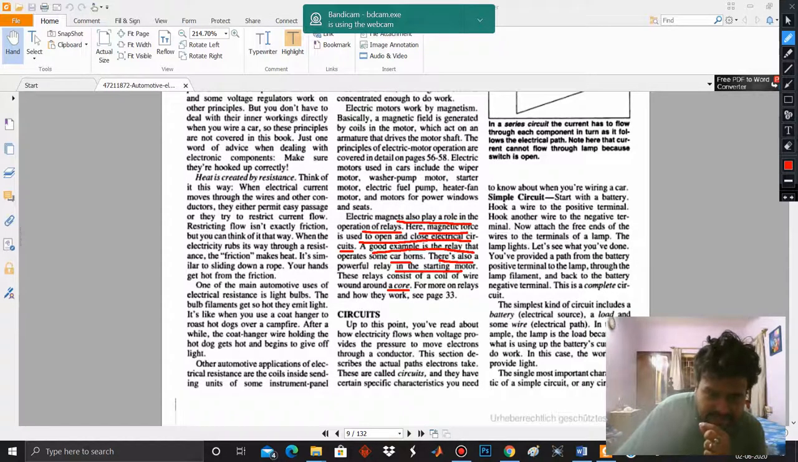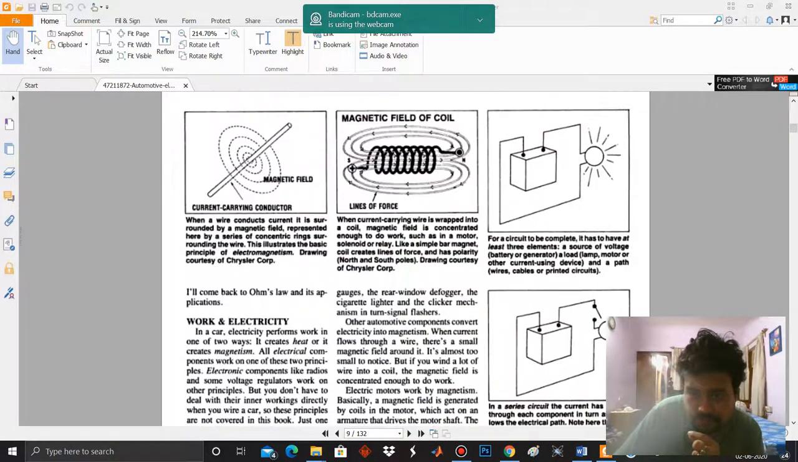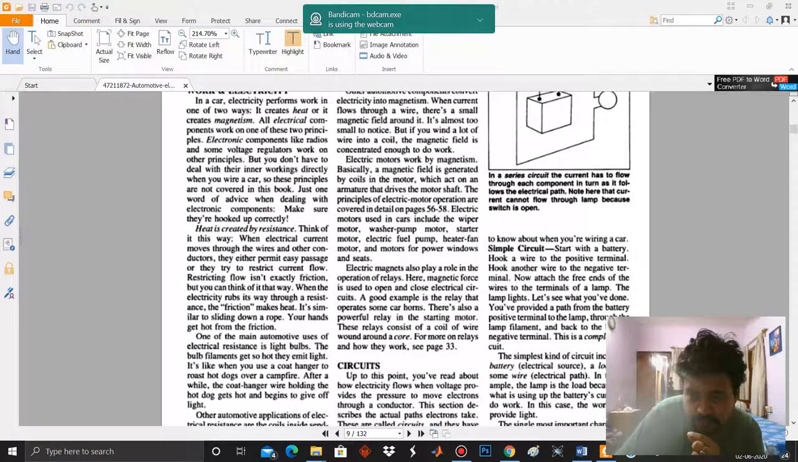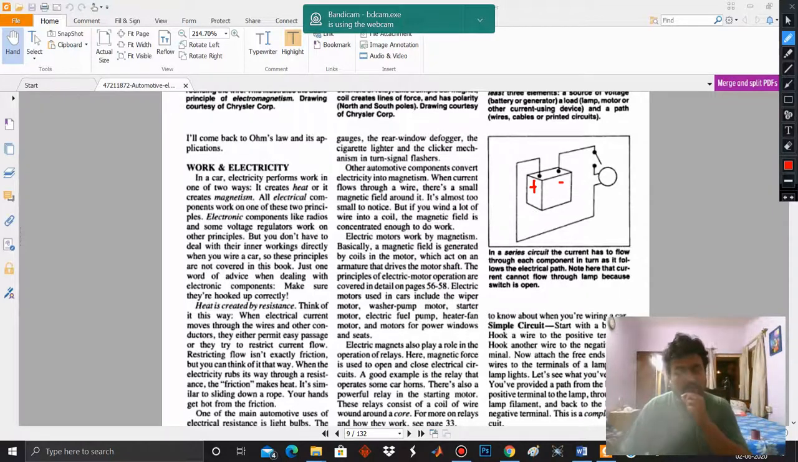Next comes circuits. Up to this point, you have read about how electricity flows when a voltage provides pressure to move the electrons through a conductor. Now, let us form a simple circuit with the battery. Here you see a series circuit. The positive terminal of the battery is connected to one end of the lamp, and the negative terminal is connected to the other end of the lamp.